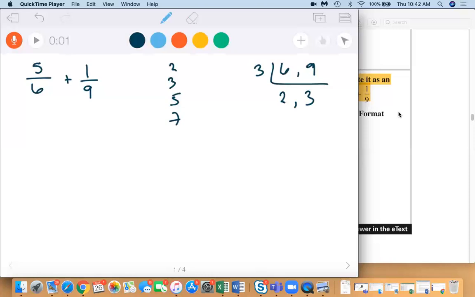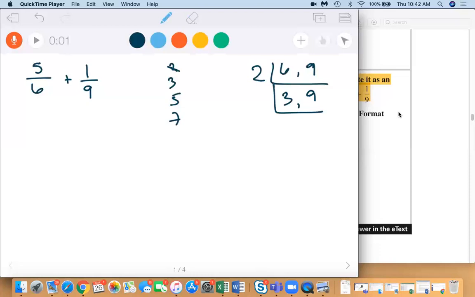Oops, you know what? I'm so sorry, guys. 6 is divisible by 2. I don't know what I was thinking. So we're going to start with 2. 6 divided by 2 is 3. 9 is not divisible by 2, so we're going to say 9. All right, so now neither one of them is divisible by 2, so we're done with 2.